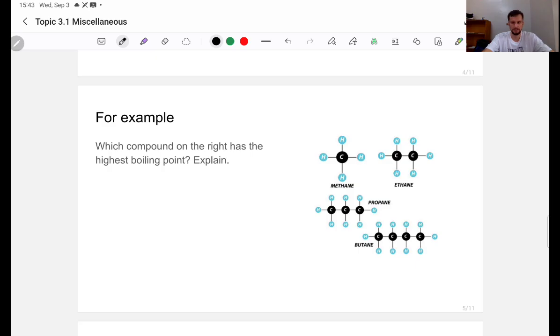So we look at these, we can see they're all nonpolar, all carbon-hydrogen bonds. So none of them are doing hydrogen bonding. None of them have dipole-dipole interactions. So it's purely which has the strongest LDF, right? So which one would that be? Pause to think about it if you need to. You should say butane because it's the largest.